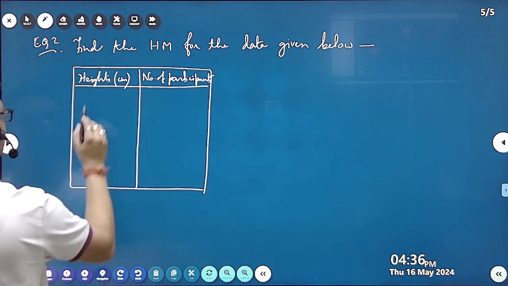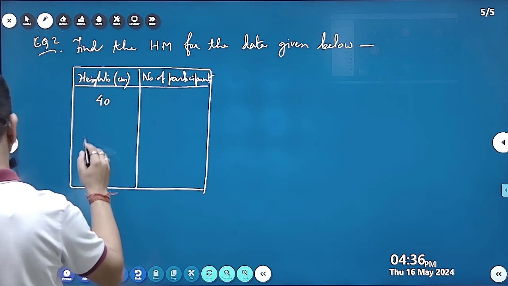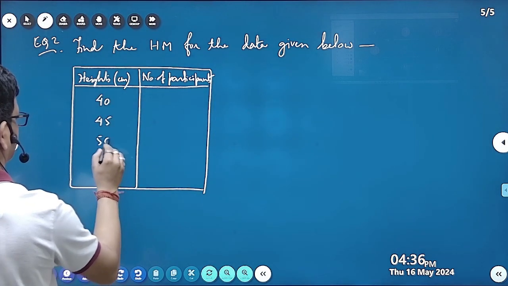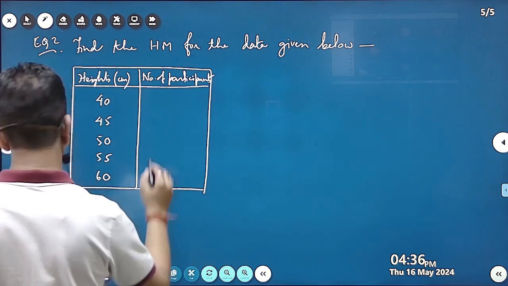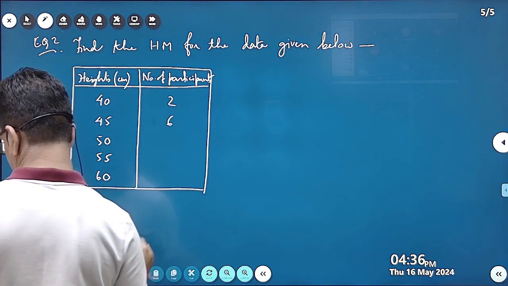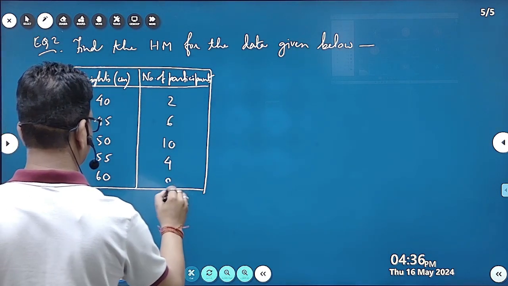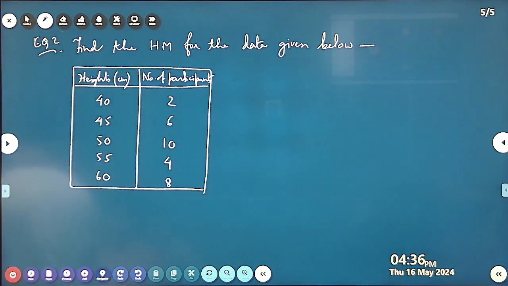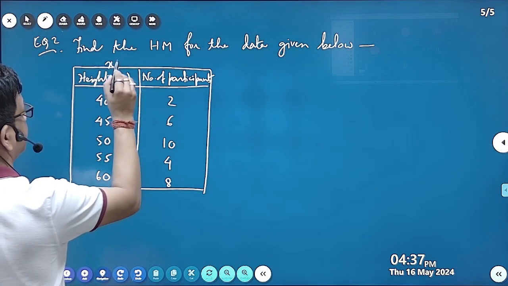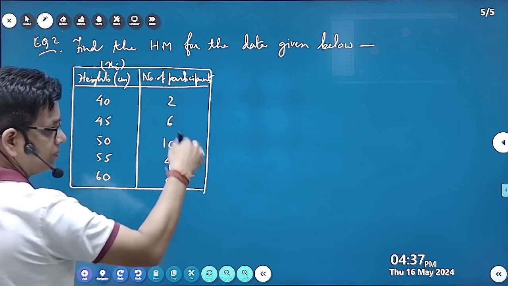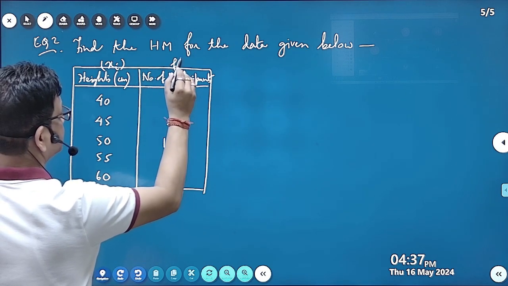So suppose this is 40, 45, 50, 55 and 60. And here the number of participants, suppose 2, then 6, then 10, then 4 and 8. Now actually what happens in statistics is that it is said by the formula. If we know the formula, we can make the table as per our requirements. Now heights are x, so these are your xi. Number of participants are frequencies, how many students are there in each, so this is frequency.